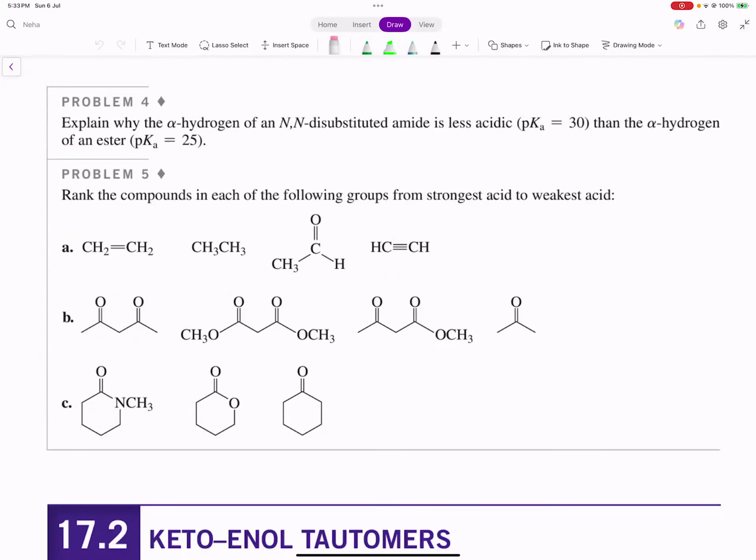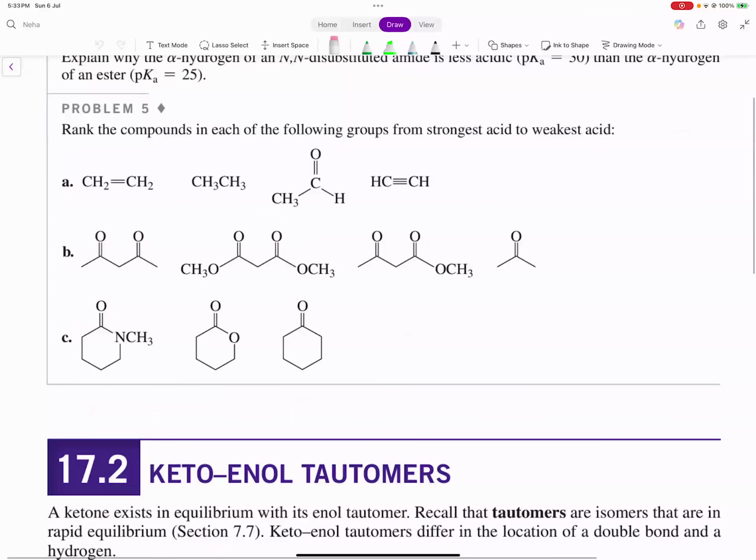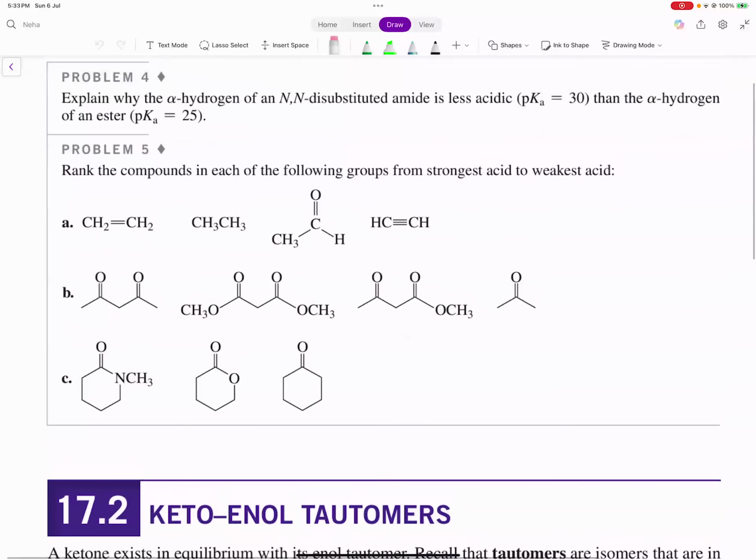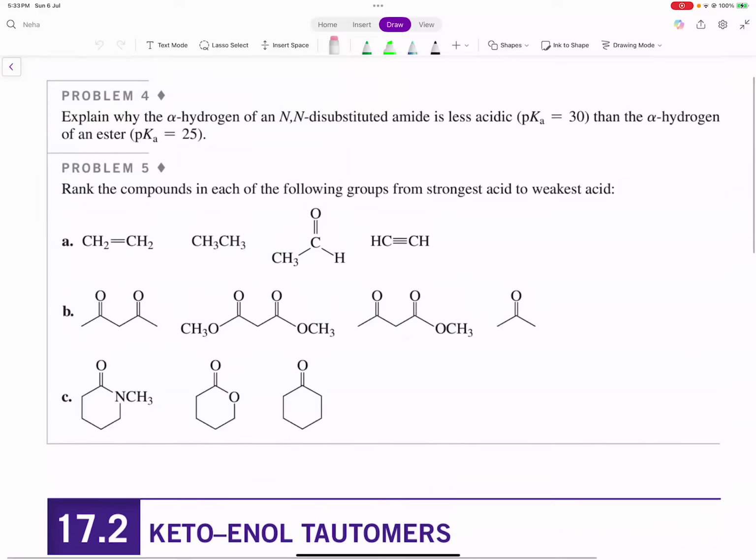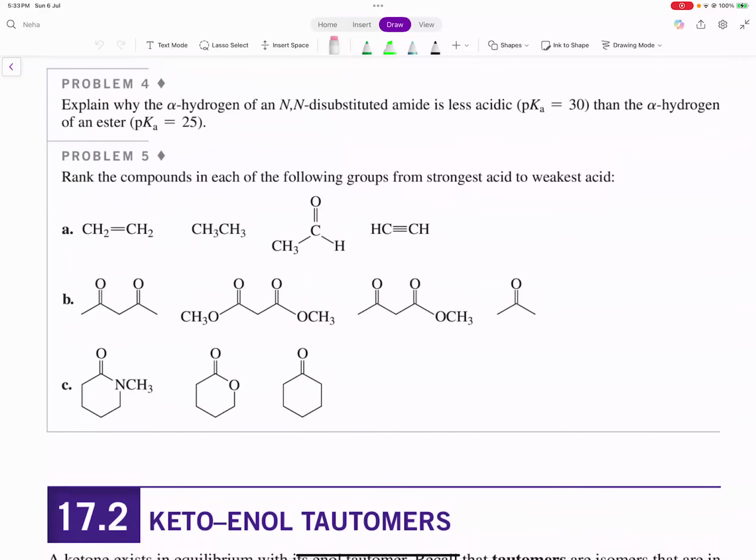Okay, then the same thing. I think we should do 5. You can also explain 4 if you want. Yeah, do it.